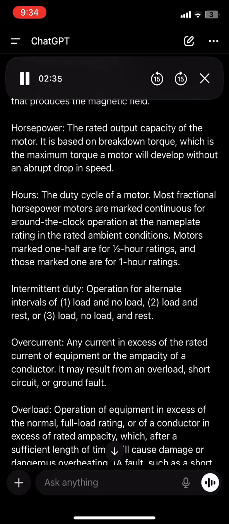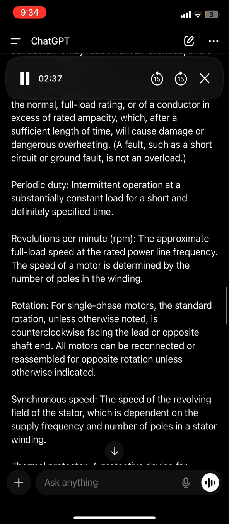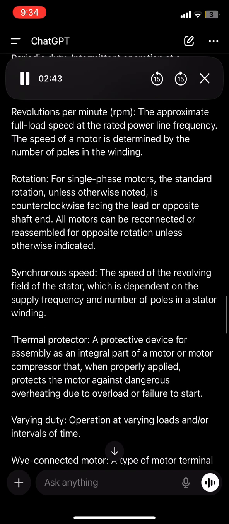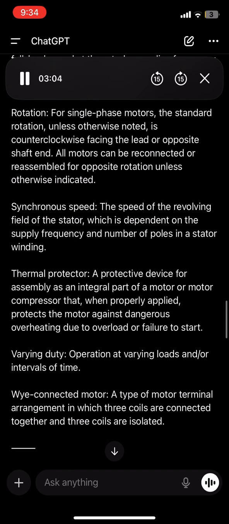Periodic duty, intermittent operation at a substantially constant load for a short and definitely specified time. Revolutions per minute, RPM, the approximate full load speed at the rated power line frequency. The speed of a motor is determined by the number of poles in the winding. Rotation: for single-phase motors, the standard rotation, unless otherwise noted, is counterclockwise facing the lead or opposite shaft end. All motors can be reconnected or reassembled for opposite rotation unless otherwise indicated.